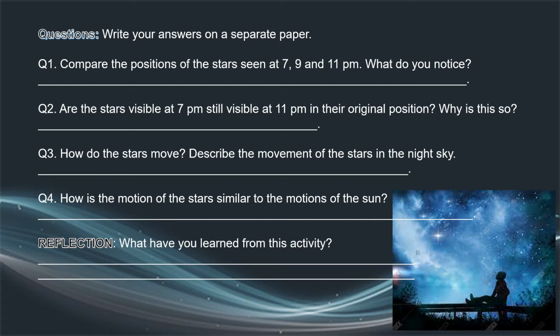Question number 2. Are the stars visible at 7 p.m. still visible at 11 p.m. in their original position? Why is this so? Question number 3. How do the stars move? Describe the movement of the stars in the night sky.